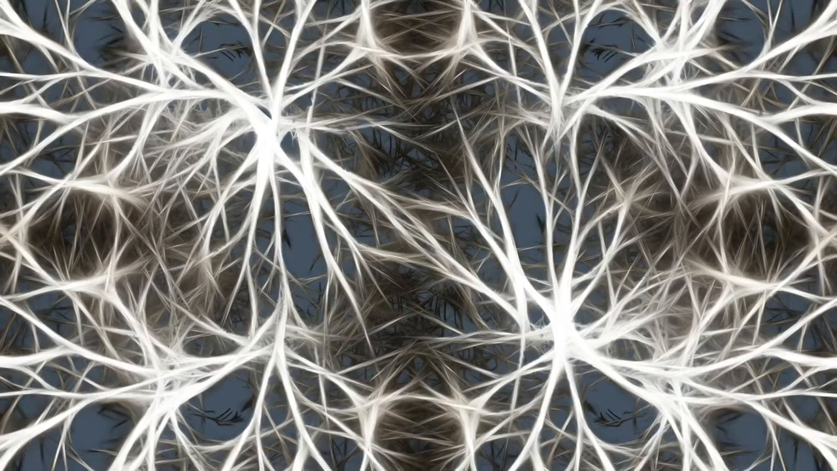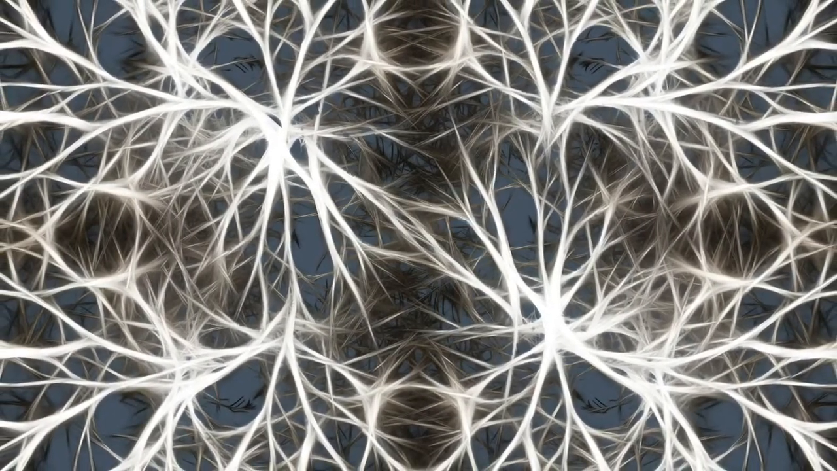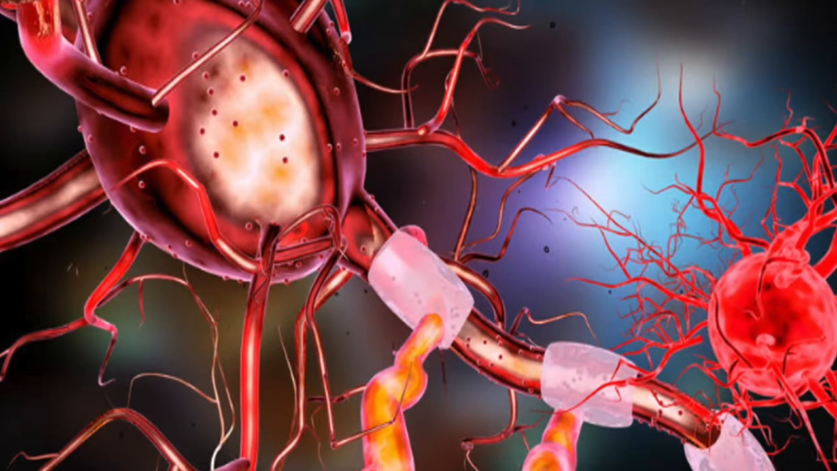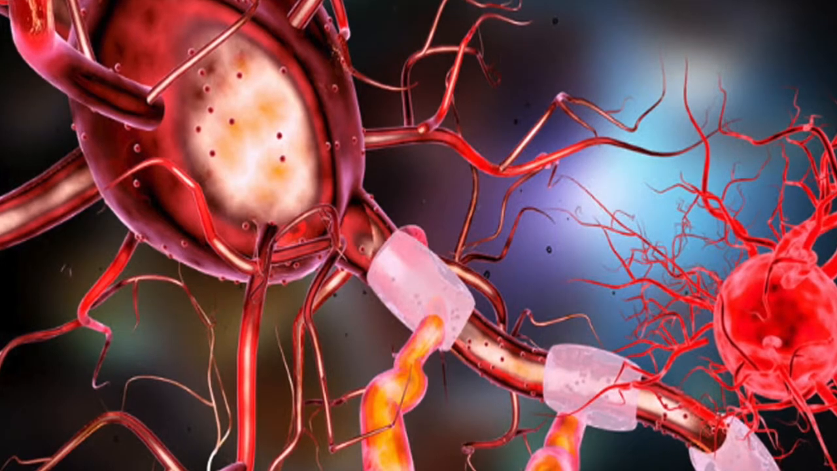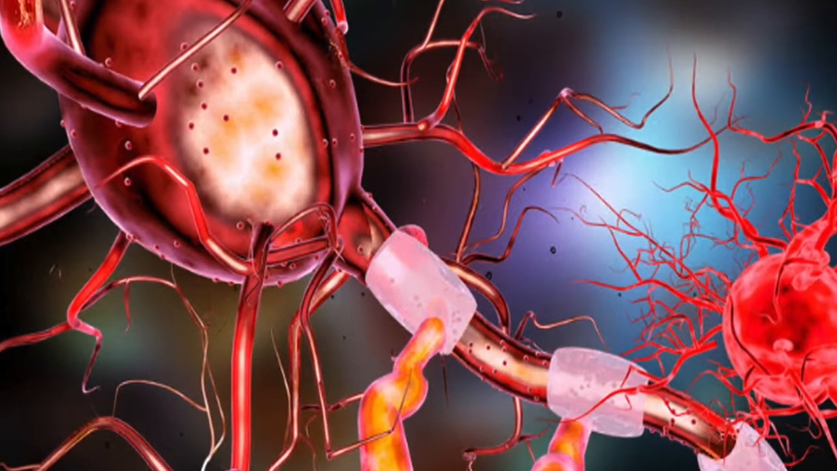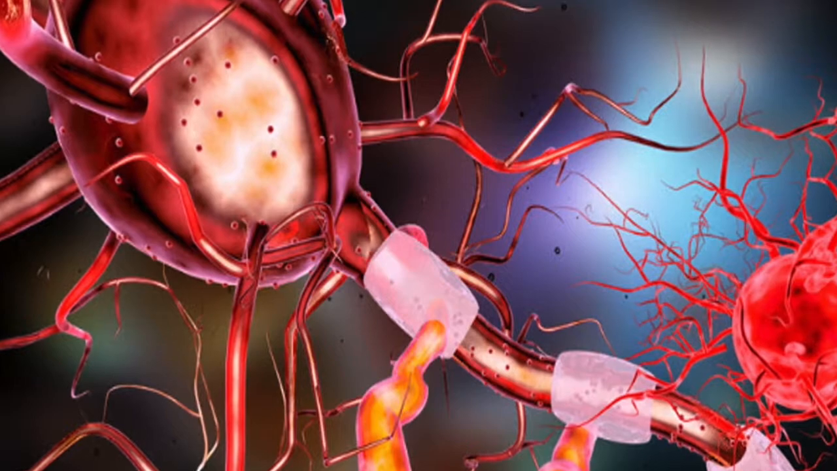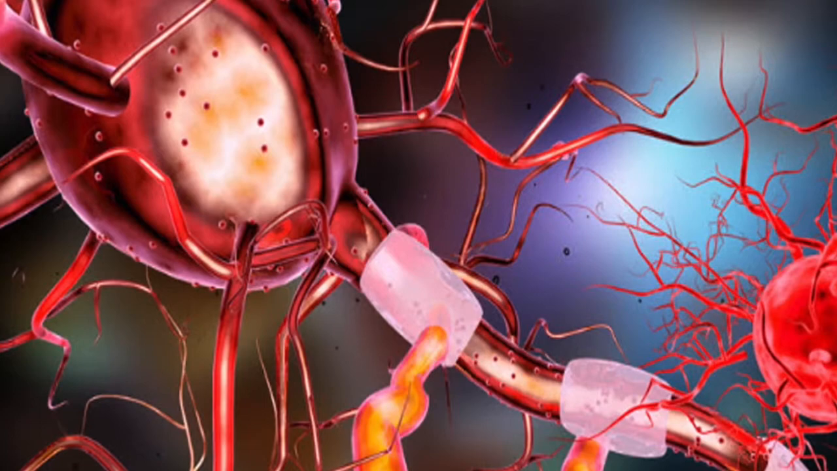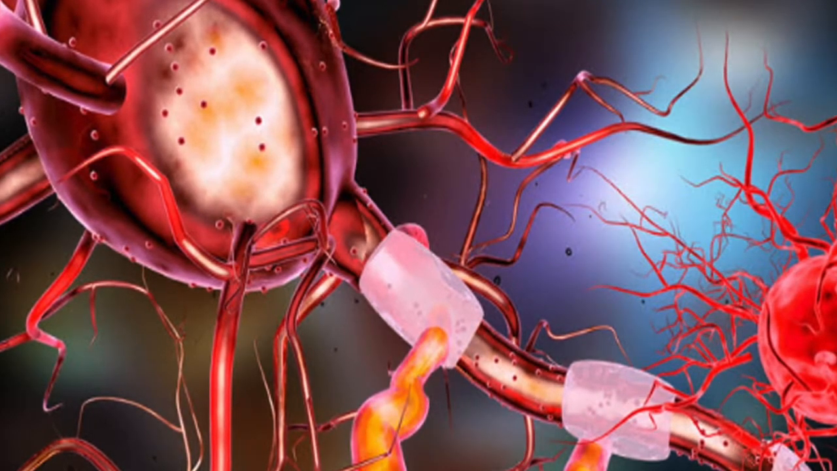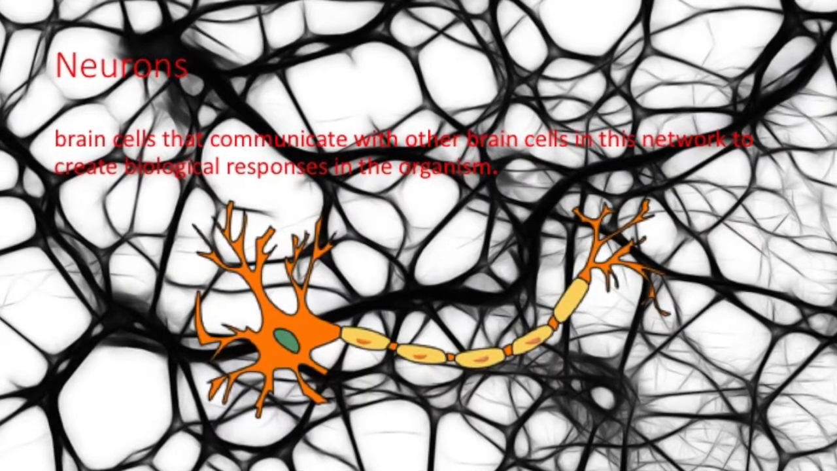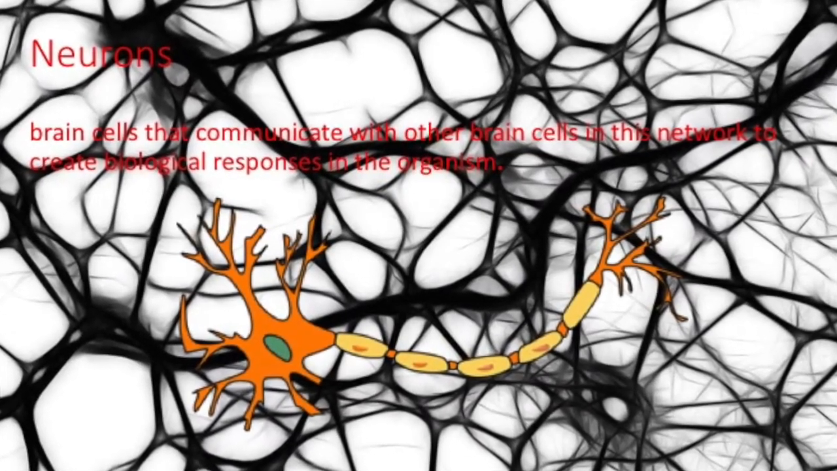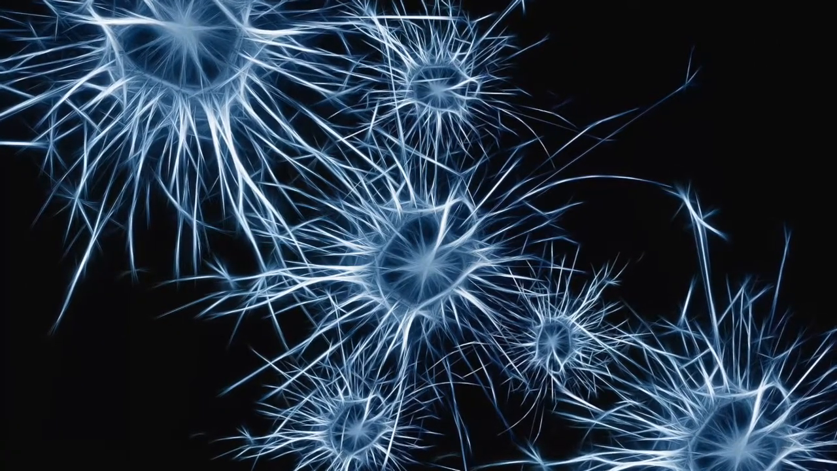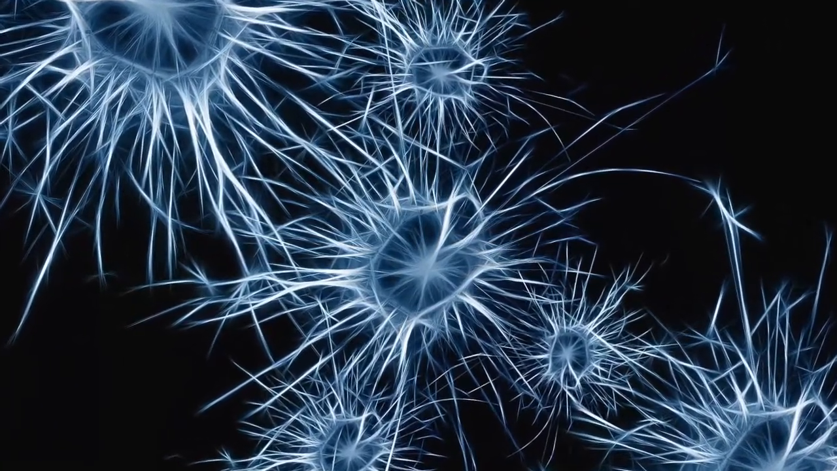All around you, you see a vast network of neurons connected with each other in a complex and thread-like structure. The neurons do not exist in a vacuum, however, but are surrounded by glial cells of similar sizes. Glial cells hold neurons in place and insulate them from one another, supply them with nutrients and oxygen, and remove dead neurons. The neurons are brain cells that communicate with other brain cells in this network to create biological responses in the organism. You see neurons everywhere around you. There seems to be no end to them.